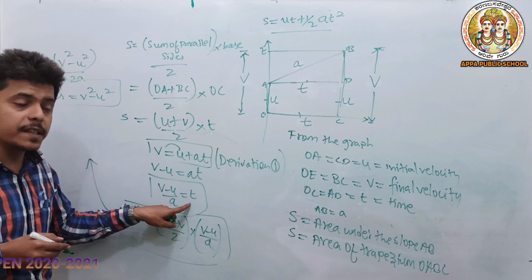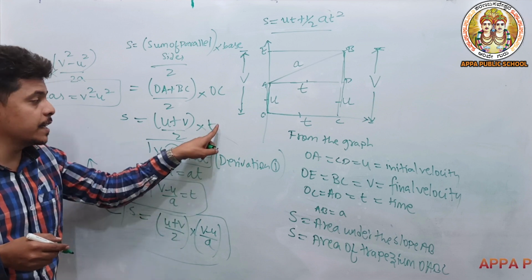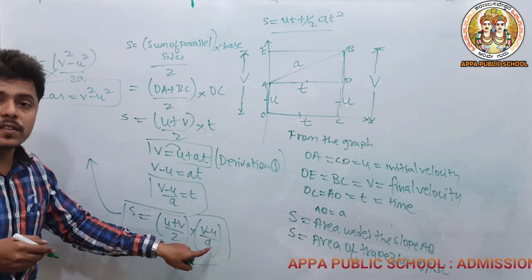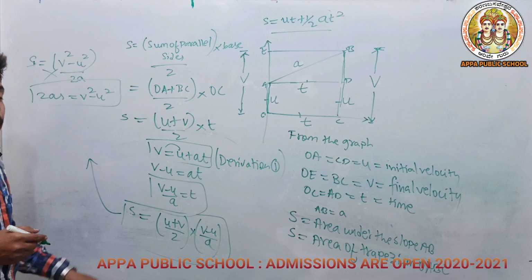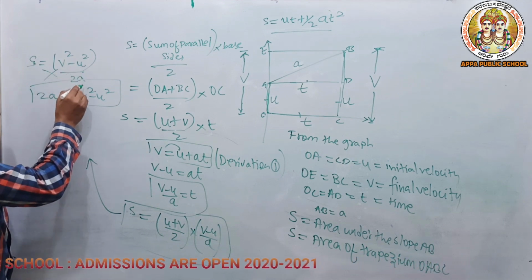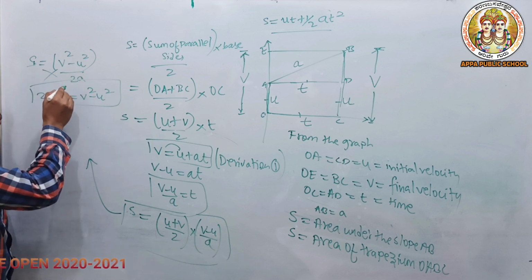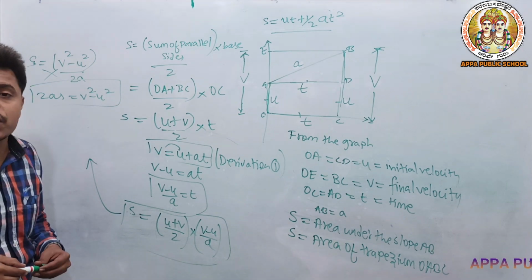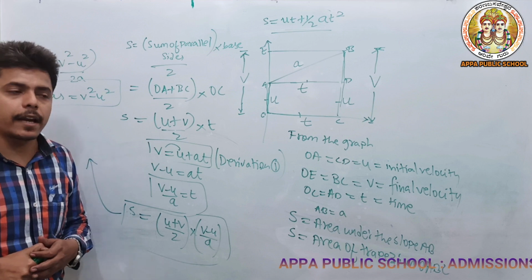I am going to substitute this T value in this T. So S is equal to U plus V by 2 into V minus U by A. This is nothing but A plus B and A minus B, so that is nothing but V square minus U square. V square minus U square by 2A. S is equal to V square minus U square by 2A. When I cross multiply, I am going to get the third derivation of equation, that is V square minus U square is equal to 2AS, by graphical method.